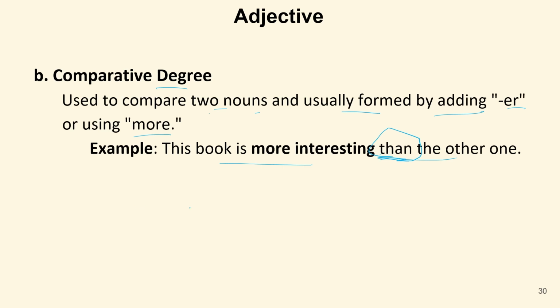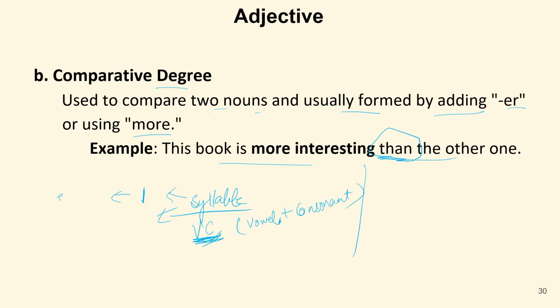Here a trick is there, but this is not applicable everywhere. The syllable. Syllable is actually the pair of consonant and vowel together. It means first we have a vowel, then we have a consonant. This pair, vowel and consonant, is known as syllable. For example, if we have a word in which we have only one syllable, we use er and est to convert a word into comparative and superlative respectively. But if we have more than one syllable, we use more or most to convert the word into comparative and superlative respectively.